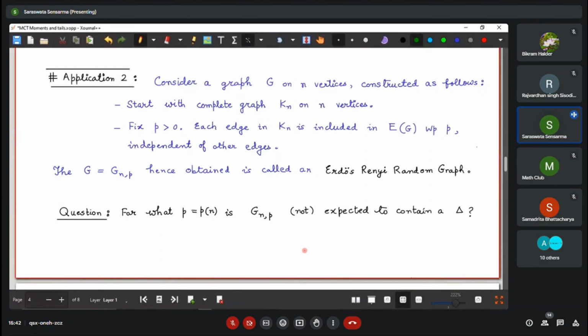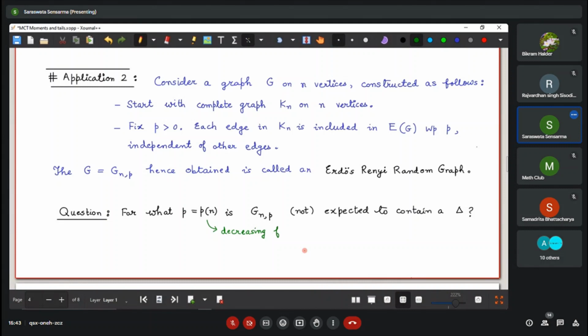So as n increases, it's a very simple observation that there are many more potential triangles in the graph. If you keep the same p and increase n, eventually the graph will end up having triangles. So p of n should be a decreasing function. We want the critical function above which the graph has triangles and below which it won't have triangles.